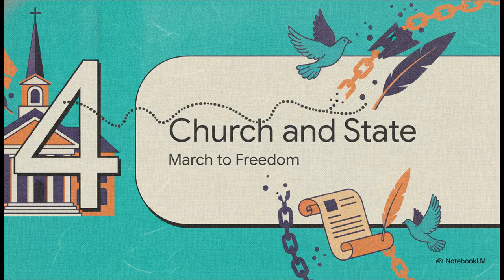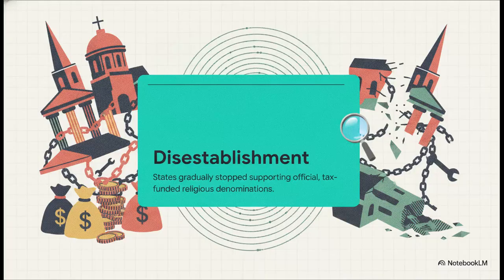Section 4. Uncoupling church and state. Let's shift gears from racial divides to another massive ideological battle of the era, religious liberty. We often think the separation of church and state was just this instant, day one foundational truth of America. But back in 1776, early America began with a heavy integration of the two.